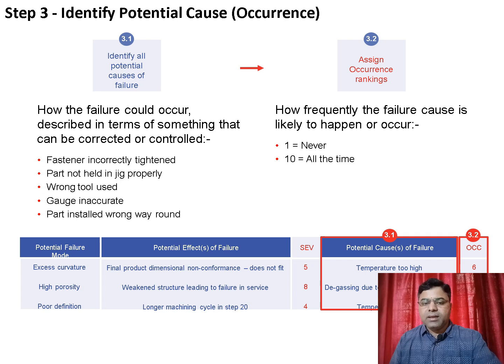Then next step is identify potential cause. This is a very important stage because we have to find out the cause by using this step. And in this step there are two sub steps. First is identify all potential causes of failure. How the failure could occur, we have to go for that also. Described in terms of something that can be corrected or controlled, and then based on this we have to assign occurrences ranking in 1 to 10 numbers.